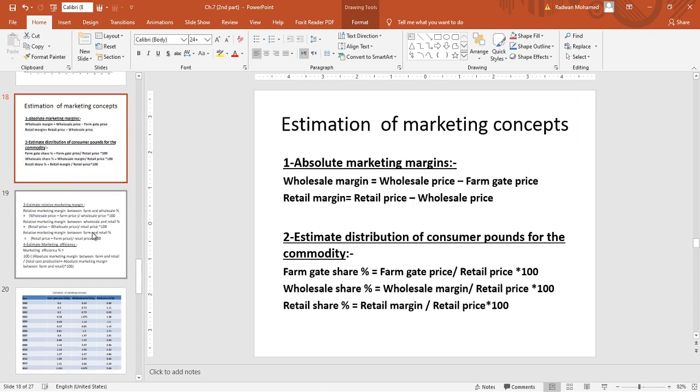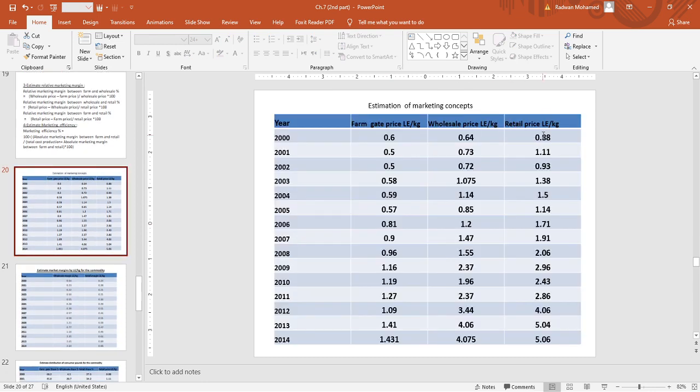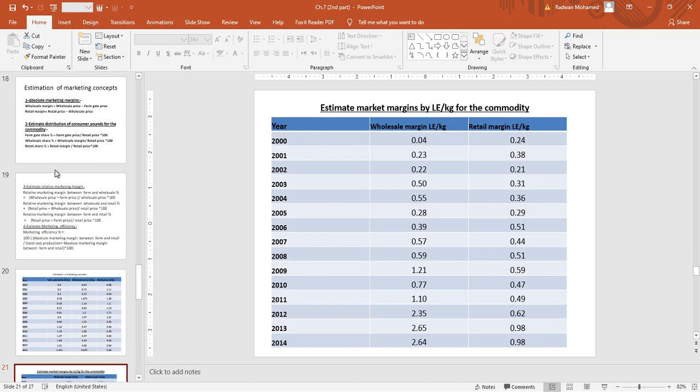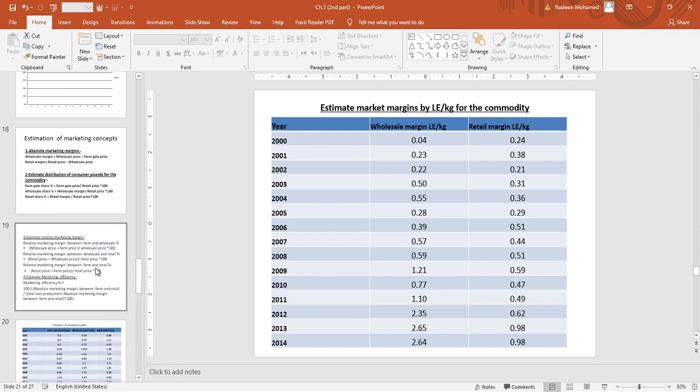Okay, so what is the retail? Here is the retail minus farm gate. So I will do this minus this one. It will give me 0.24. Okay.